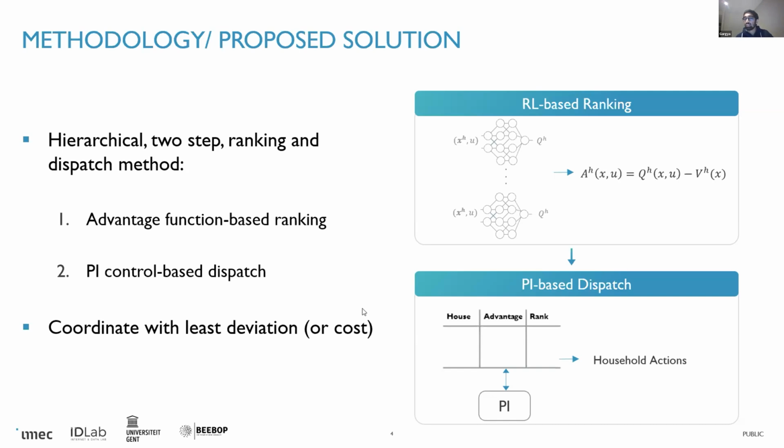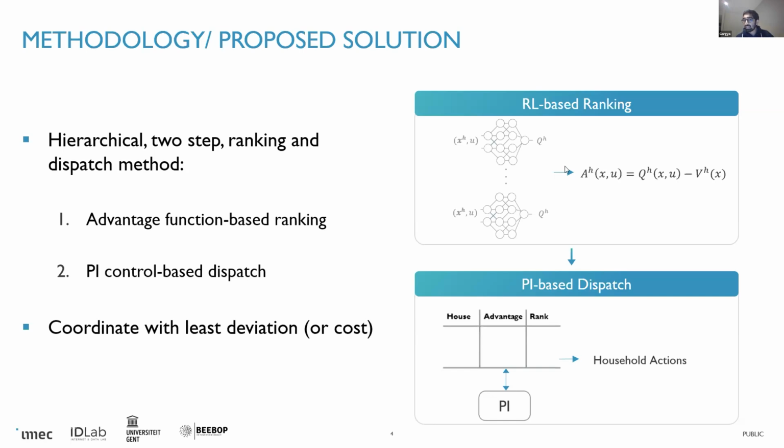And well, the first step in this process is the RL-based ranking, where we are using a policy evaluation method to learn Q functions from existing data that we get from these apartment buildings. Now, this Q function could be learned by some simple batch reinforcement learning algorithms such as FQI. And once we have these Q functions built up, we go ahead with identifying the advantage values.